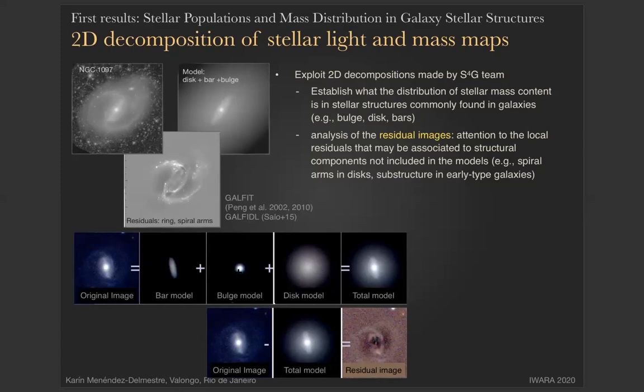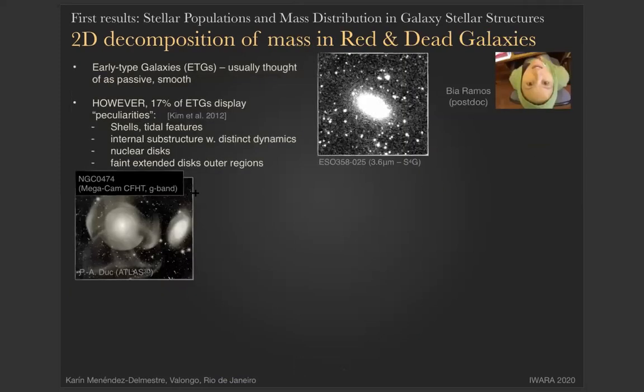You have a bar model, a bulge model, a disk model, the total model, and you can just subtract it and explore also the residuals. In here, you can see exquisite residuals from NGC 1097. You can see the spiral arms, a little bit of the rings, etc. So we're using that to look at different populations of galaxies.